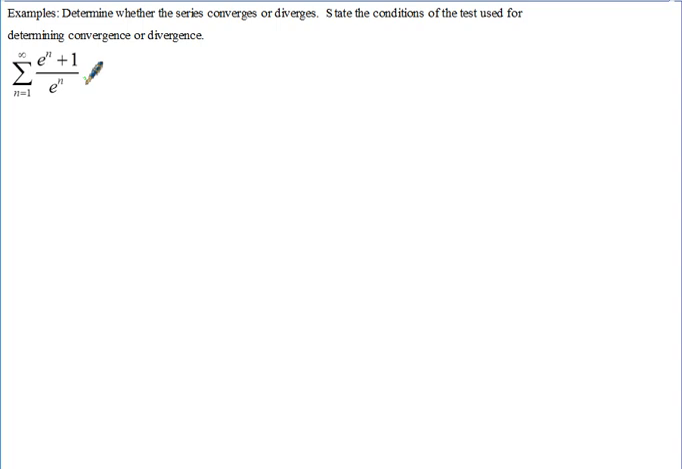So sometimes there is more than one way to go about these, more than one test that would work, but I think it will be a little simpler if we use one of the comparison tests. Because if we just take off this plus 1, which as we head off to infinity is negligible, look at what's going to happen. If we compare it to the sum from n equals 1 to infinity, I'm just taking off the plus 1, we have e to the n over e to the n. But that simplifies to just be 1, right?